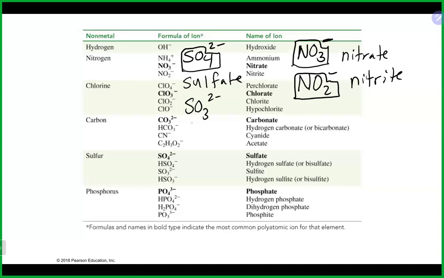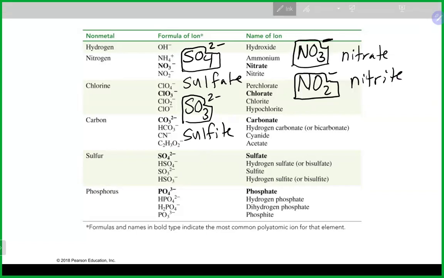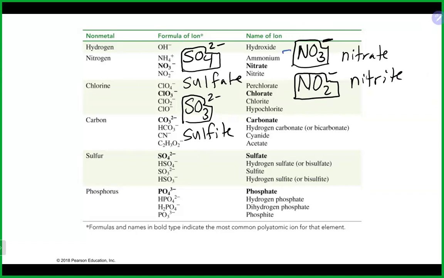SO3 2 minus. Again, 1 sulfur, 3 oxygens, has a -2 charge, is known as sulfite. So let's take a look at just these two, the groupings of two that are related to each other, to look at the pattern of how it might be helpful to think about these things. When we look at nitrate and nitrite, the only difference between these two is the number of oxygens. They both have 1 nitrogen. They both have a -1 charge. One has 3 oxygens, and the other has 2 oxygens.